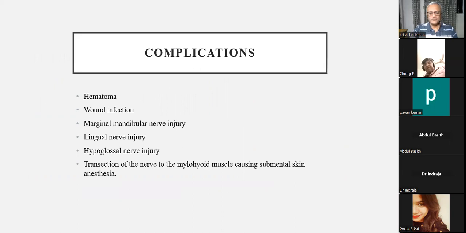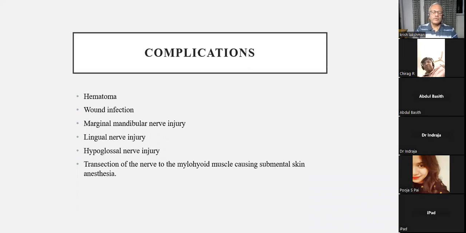Complications related to submandibular surgery include hematoma and wound infection, injury to the marginal mandibular nerve, lingual and hypoglossal nerve, and transection of the nerve to the mylohyoid results in submental skin anesthesia. Okay, you need to know a little bit more about it.